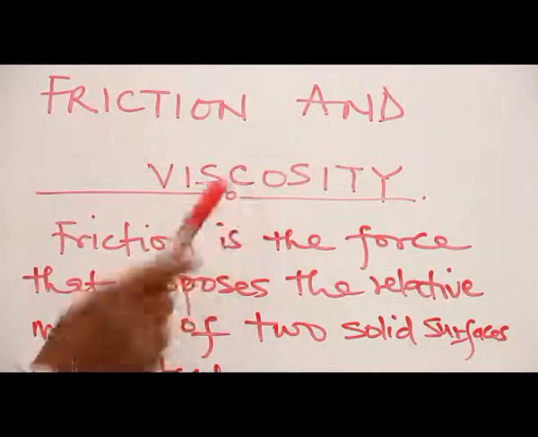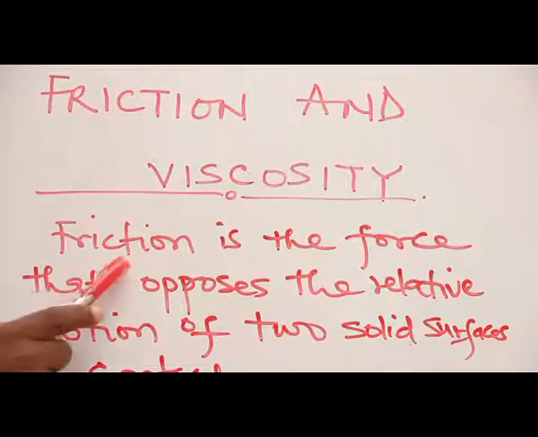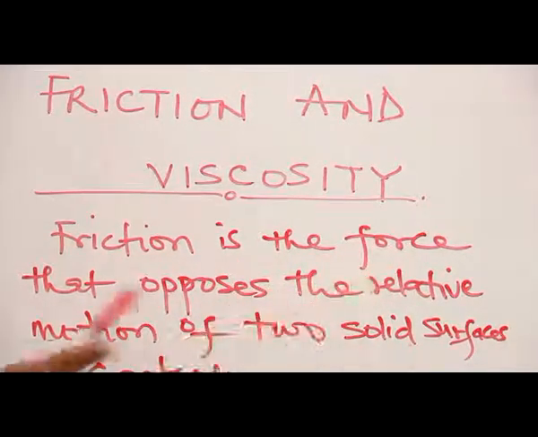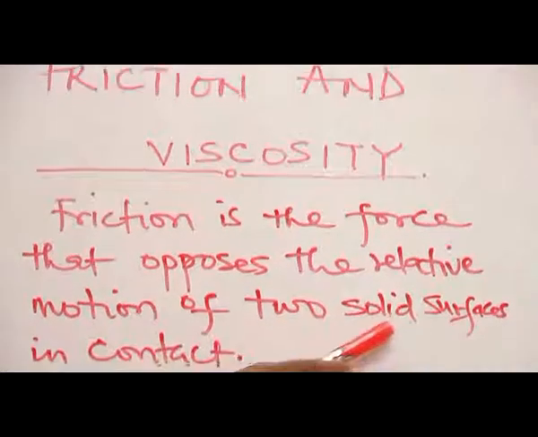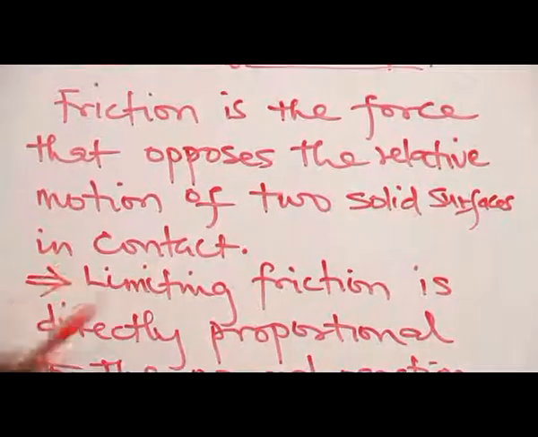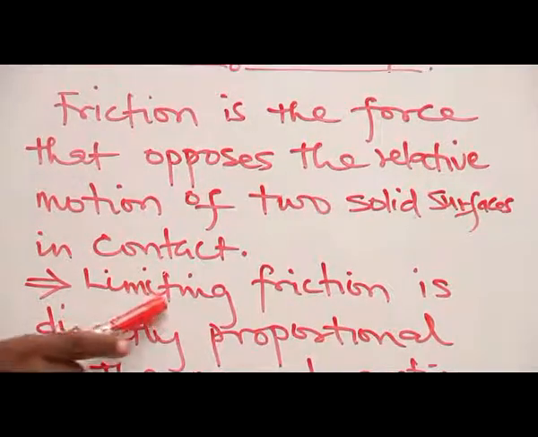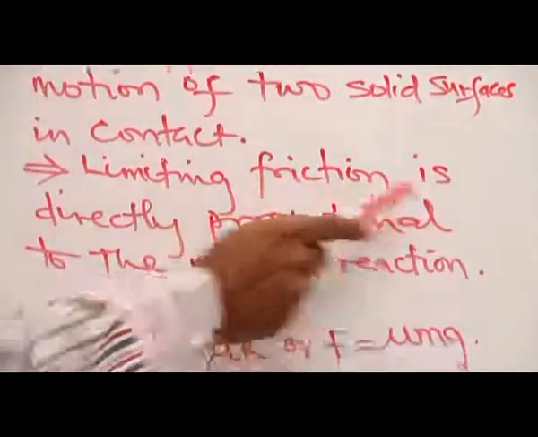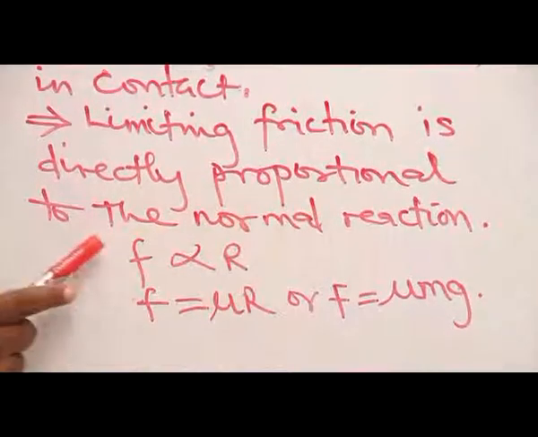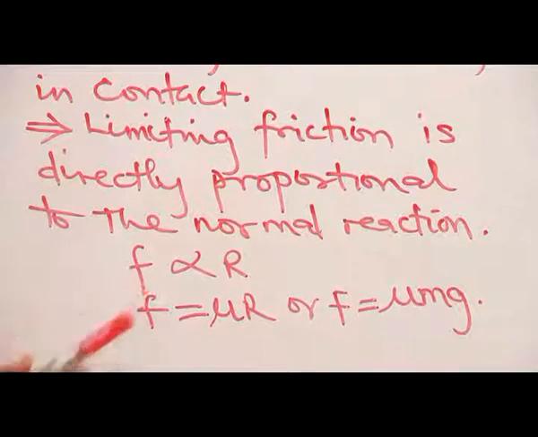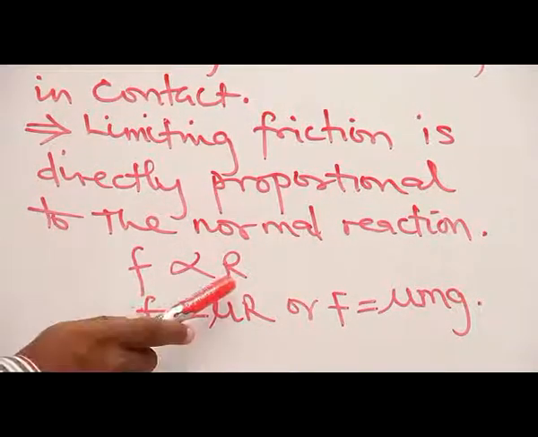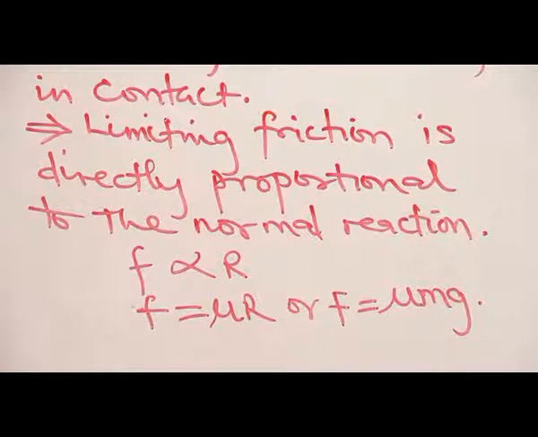Friction and viscosity. Friction is the force that opposes the relative motion of two solid surfaces in contact. Limiting friction is directly proportional to the normal reaction. We use F for limiting frictional force, capital letter R for normal reaction. The normal reaction in this case is equal to the weight of the body.